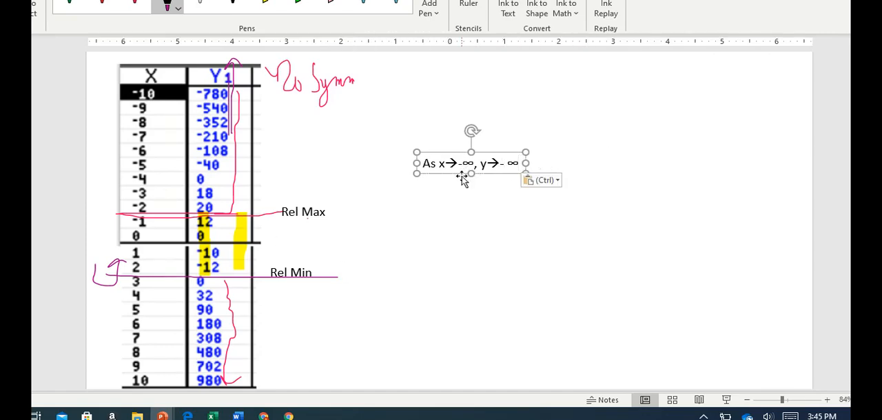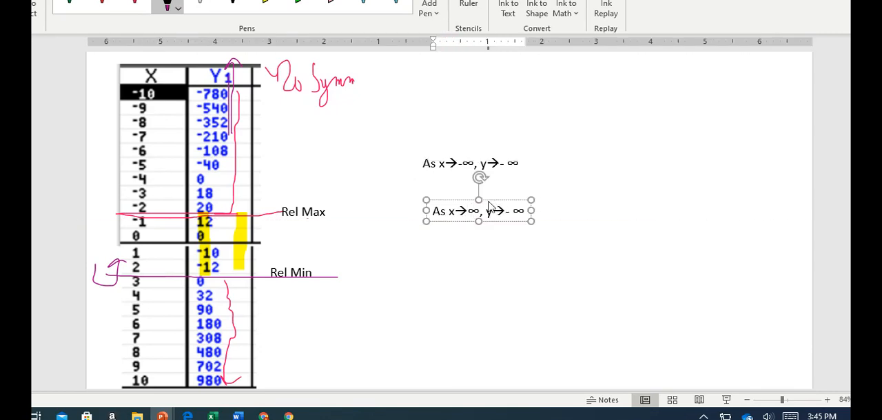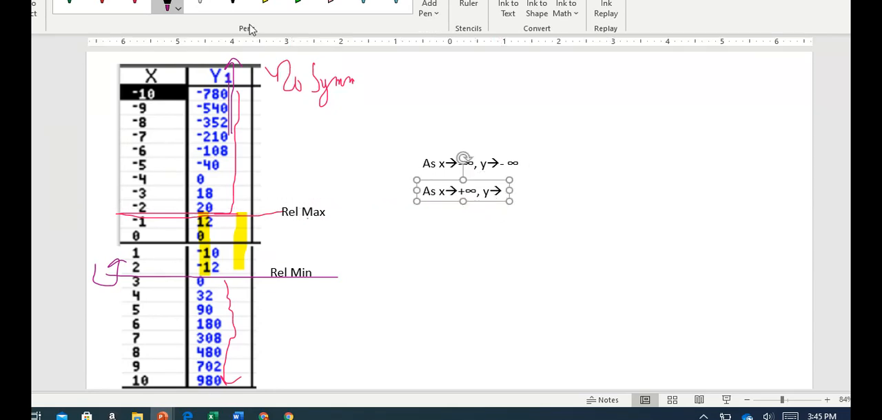Looking at the other side, as x goes towards positive infinity, we have to decide which way y goes. So we got 308, 480, 702, 980. That's increasing there towards the end. So we can go ahead and say as x goes to positive infinity, y also goes towards positive infinity.